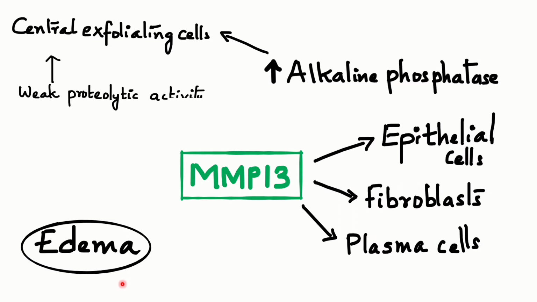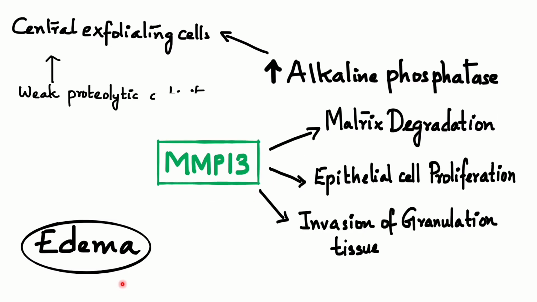Again, these epithelial cells, your fibroblasts and the plasma cells actually release MMP13, which helps in matrix degradation, epithelial cell proliferation as well as the invasion of the granulation tissue. Now moving on to the last stage, which is the phase of cyst enlargement. So again, various concepts are there.